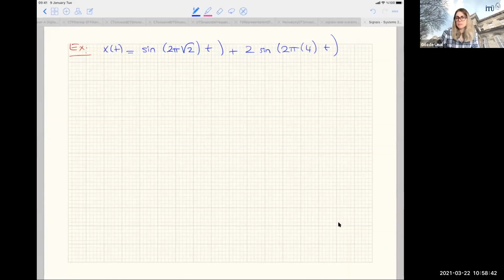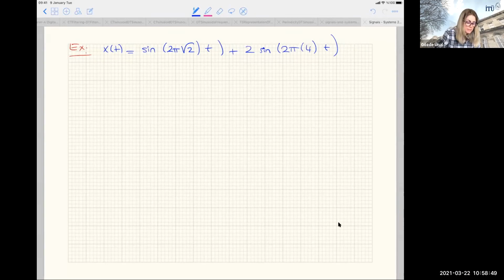X of t is sine 2 pi square root 2 t plus, let's say, 2 sine 2 pi 4t. And you can't see it, right? Interesting. Let me reopen it. I wrote something here, but I'm seeing an all black screen. It's there. Okay, so I wrote an example signal, guys.